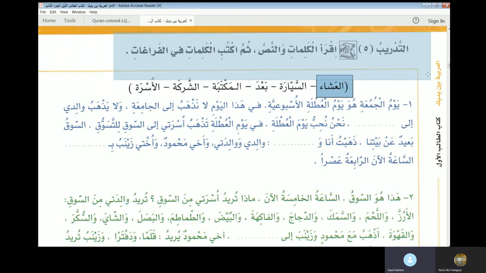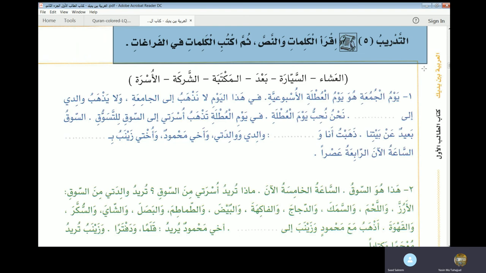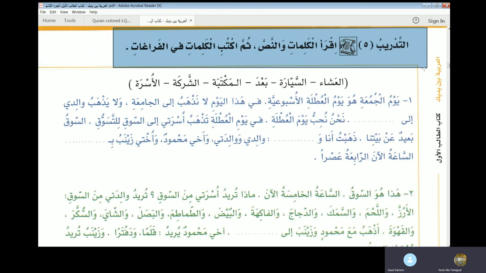First read the question. At-tadrib al-khamis. Ikra al-kalimati wan-nasa thumma uktubil kalimati fil faraghati. Is nasa the same thing as matin? Doesn't matin also mean text? No. Okay.